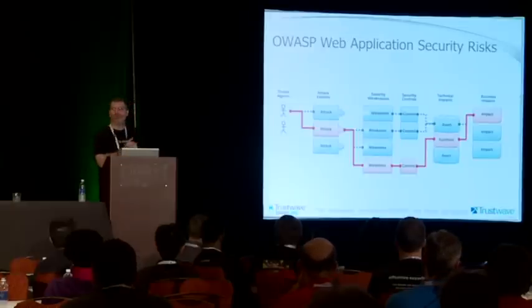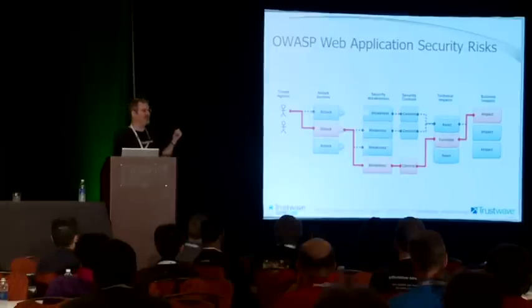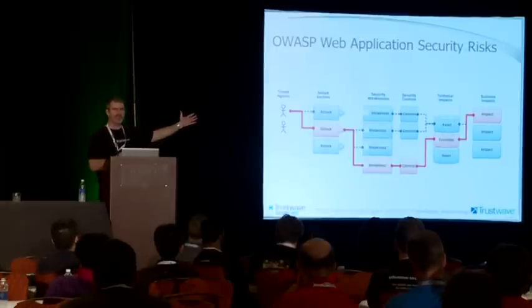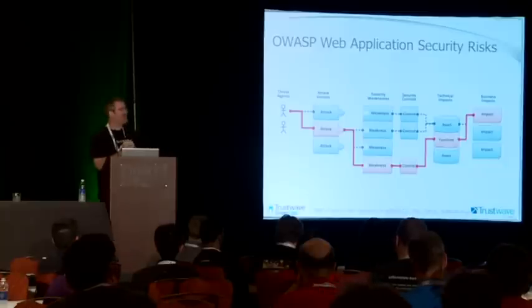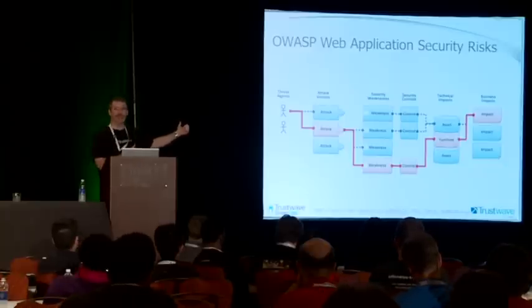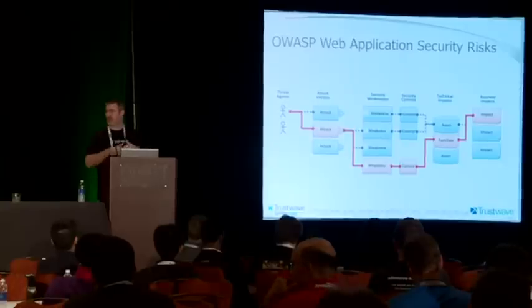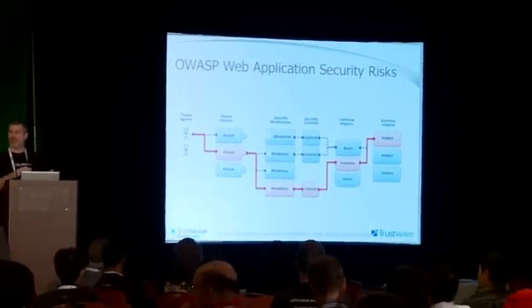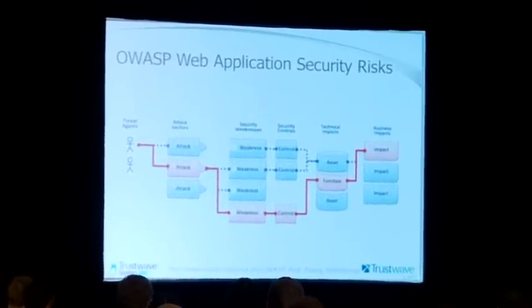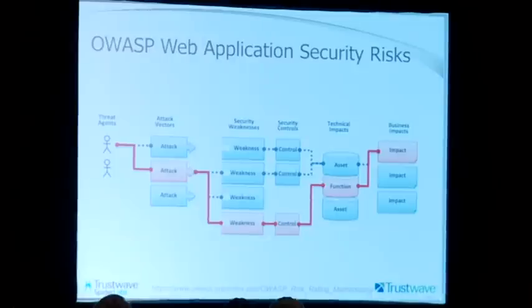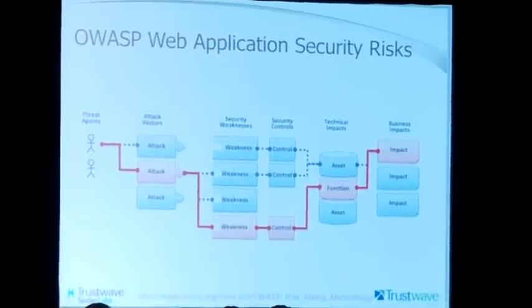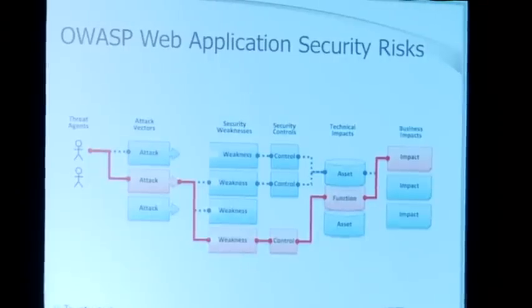All right, so if you've looked at the OWASP top 10, this probably looks familiar, right? Talking about the risks. So looking here, you have all these different categories of what are the threats to your site here. So on the far left, you have the threat. They may launch a variety of different attacks that'll take advantage of weaknesses in your application. If you're missing certain security controls, then you have an impact. It could be a technical impact or a business impact. I mean, you look at this graphic, it all makes sense.